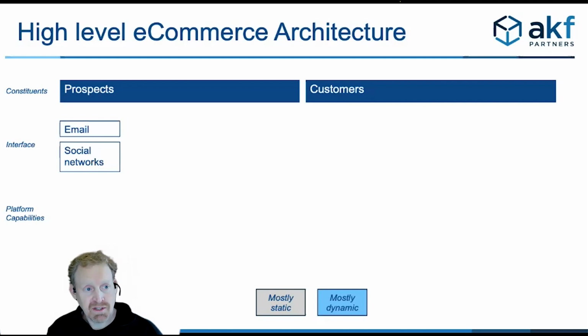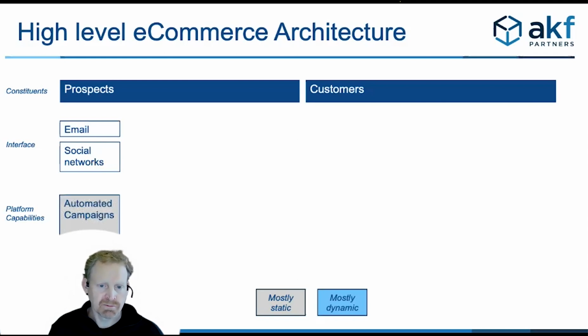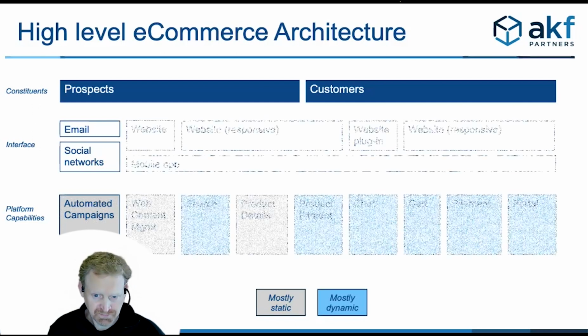Prospects may not hit your website. You may reach out to them by email. They may reach out to you. They may hear about you through social networks, and these could be public ones. These could be private ones. This could be a service such as Gartner if you're in the business-to-business world, but it's some other third-party information or website that has information about you. Tools that might help you there are automated campaign tools. We didn't talk about that before. We talked about websites, but this is yet another kind of technology that is used to manage campaigns to reach out to customers or prospects.